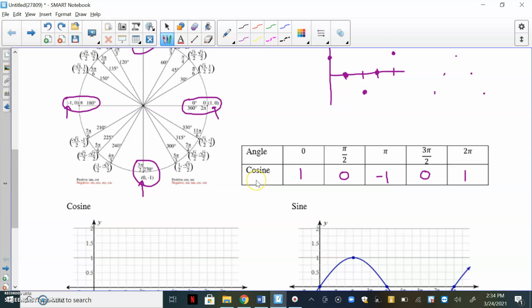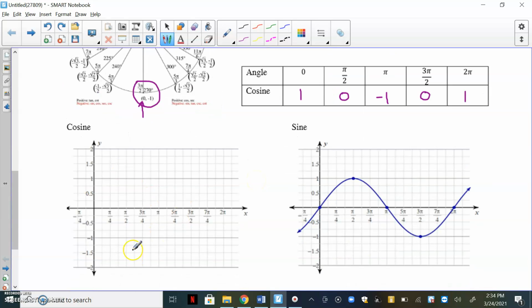So let's actually graph these on our graph. 0, 1 will fall right over here. Pi over 2, 0. Remember, this is x and y. So pi over 2, 0 will be here. Remember, we are ignoring all the pi over 4 intervals. Pi, -1 will be right over here. 3 pi over 2, 0, and 2 pi, 1.